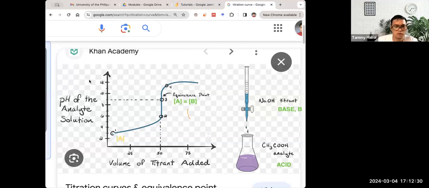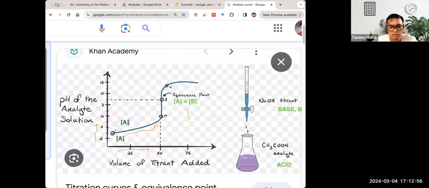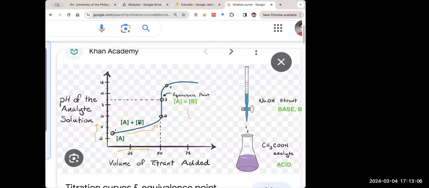Use a different color, use dark. And then as you add volume of your titrant, the pH changes from 2 to 4. So what happens here? It's becoming less acidic. So you have your acid plus the addition of your base. In this case, which has a greater concentration, your acid or your base? Still the acid. Correct.